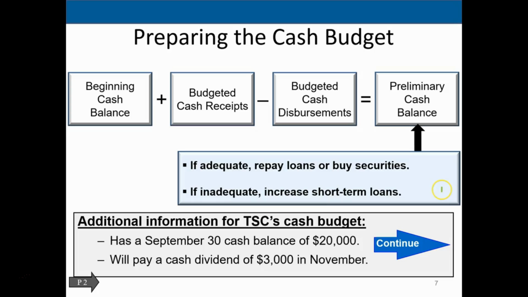And additional information has a September 30th cash balance of 20,000. That's our beginning balance that we're going to have to put into this equation. And we'll have a cash dividend of 3,000. Remember what a dividend is. That's the cash that's going out to the owners. So obviously the owners at some point are hoping to get a return on their investment. One way that return can materialize is once the company generates revenue, they give the cash at some point to the owner. For a C corporation, that's called a dividend.